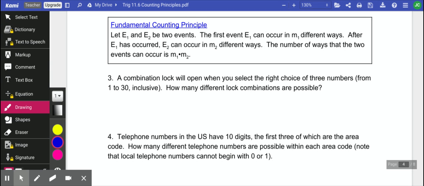But we have a combination lock, like the ones that used to be on your locker. You have to get the right choice of 3 numbers from 1 to 30. How many different combinations are possible? So we need to think about the 3. We have 3 numbers here, okay? Those are our 3 different events. So the total number of ways that we can pick that first number is 30. The total number of ways we can pick the second number is 30. And the third number also 30. So we just multiply those and we get 27,000 different lock combinations that are possible.